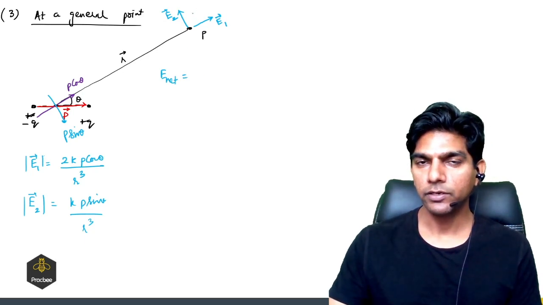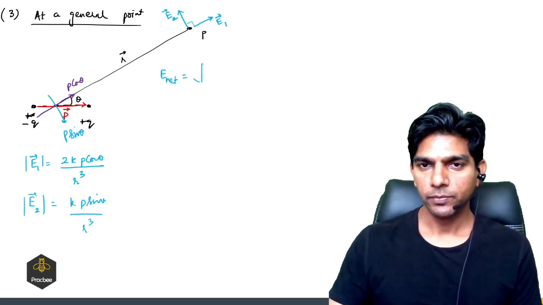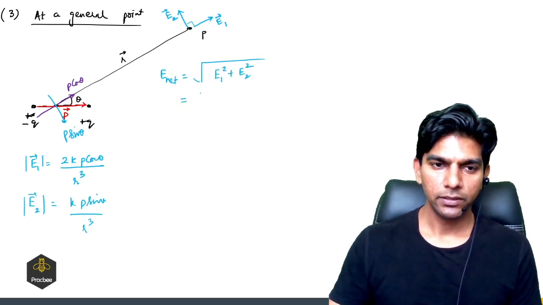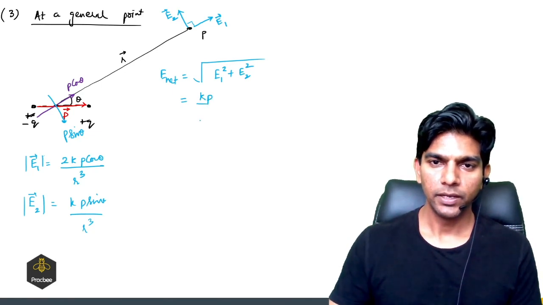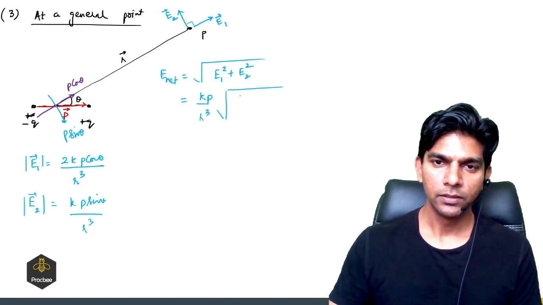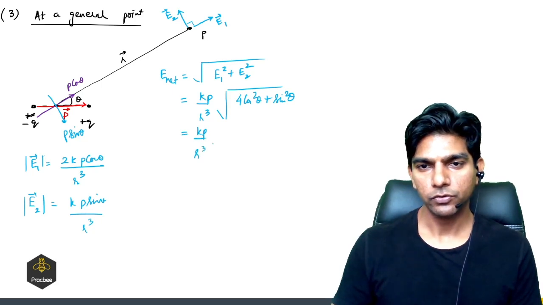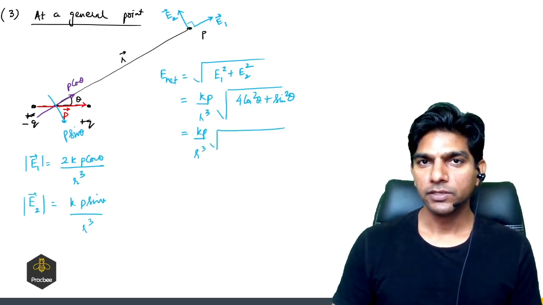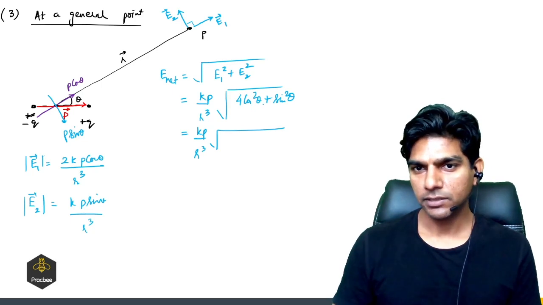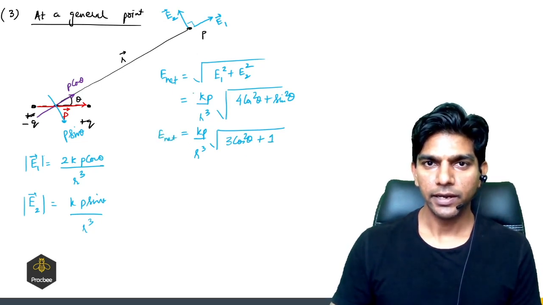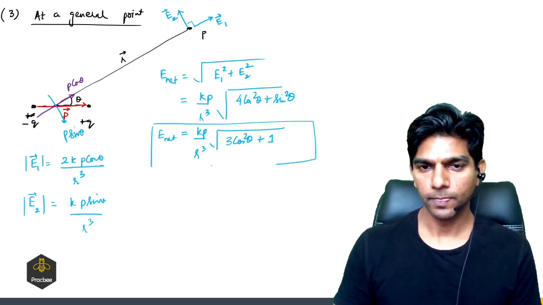These two fields, E1 and E2, are perpendicular to each other. So the net field will be root of E1 square plus E2 square. So Kp by R cube will come out, and we will be having 4 cos square theta plus sin square theta. This can be written as Kp upon R cube root of 4 cos square theta, which can be written as cos square theta plus 3 cos square theta. So it will be 3 cos square theta plus 1. So that is the electric field at this point P in the general case.